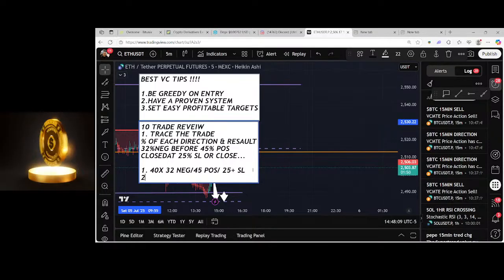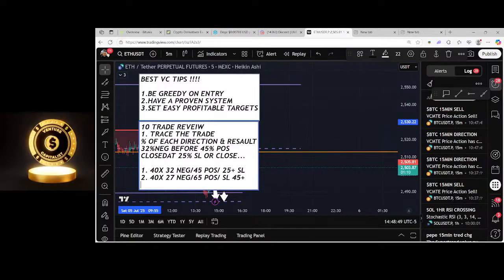So let's say that on my second trade, I do 40x leverage. I go 27% negative. I go 65% positive. And then I stop loss for a 45% plus. This tells me that I used 40x leverage. My negative was 27. My highest position was 65%. I stop loss at 45% plus, meaning that I took profit at 45%.